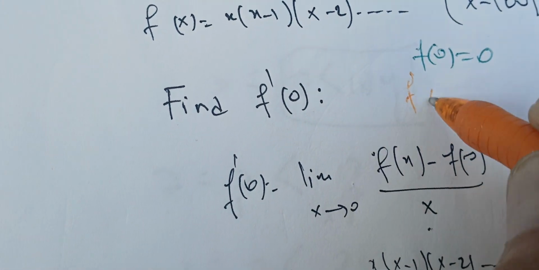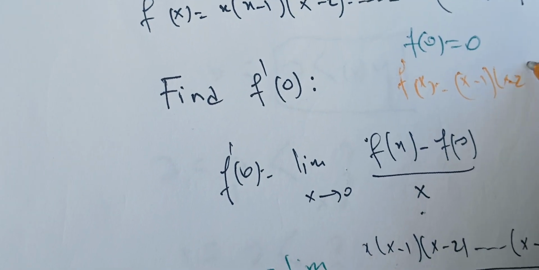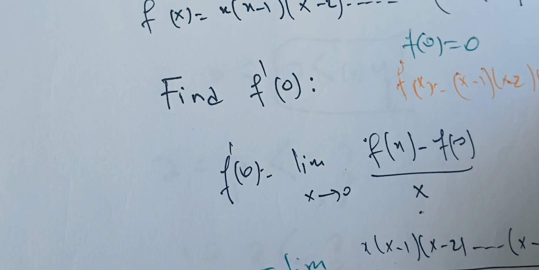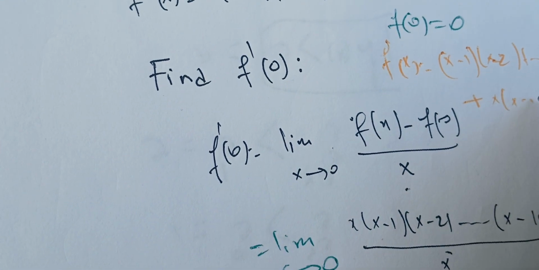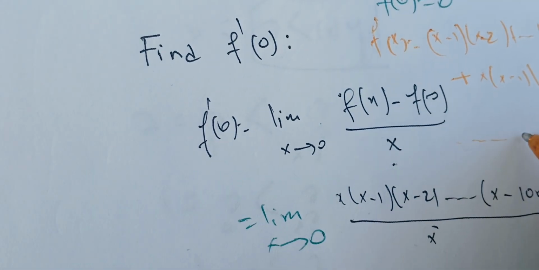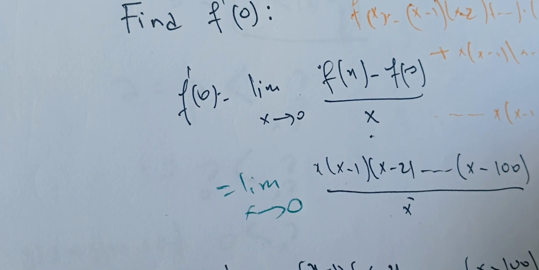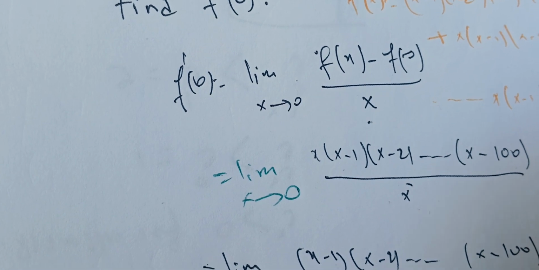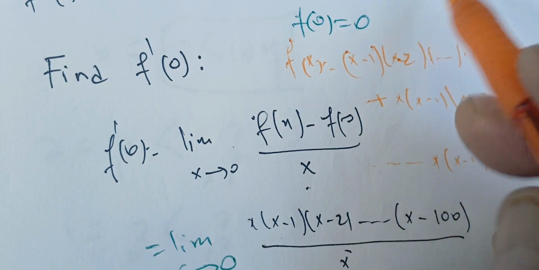So f prime of x will be (x minus 1) times (x minus 2) times (x minus 3) ... times (x minus 100), plus x times (x minus 1) times (x minus 2) until 100, until the last one, which is going to be x times (x minus 1) times (x minus 2) times ... (x minus 99), because my last derivative will be for this one, which is going to be 1.